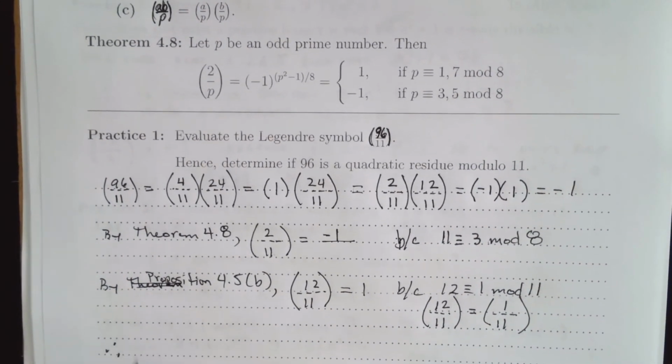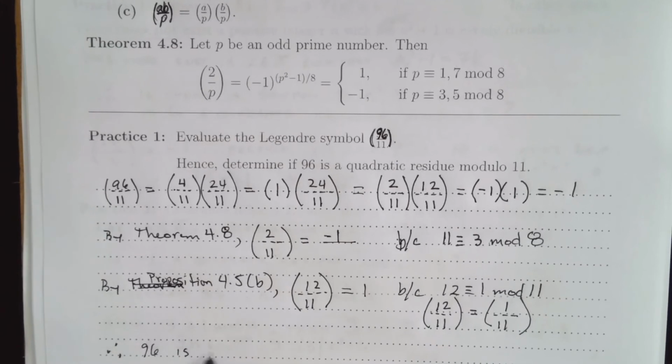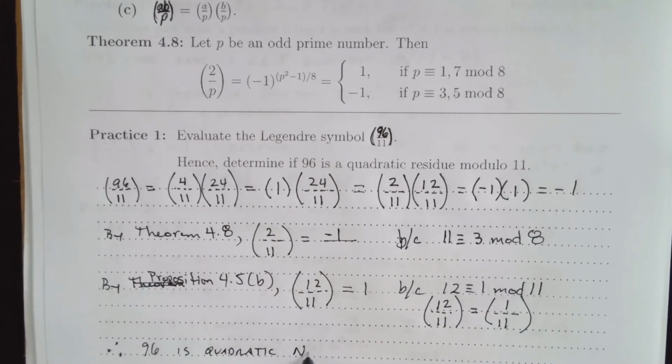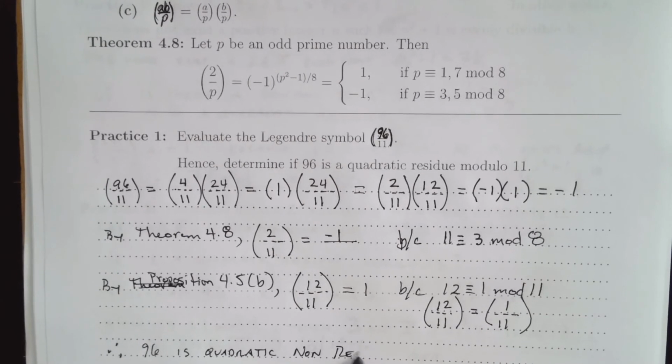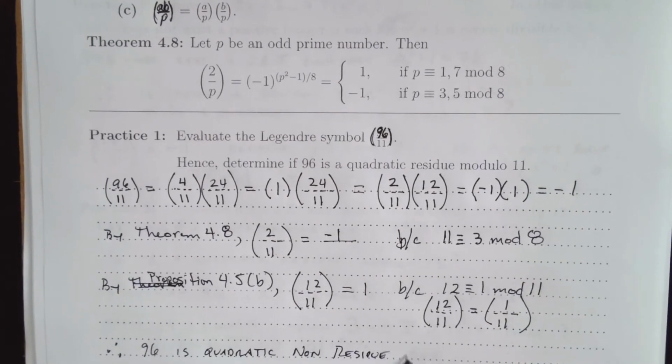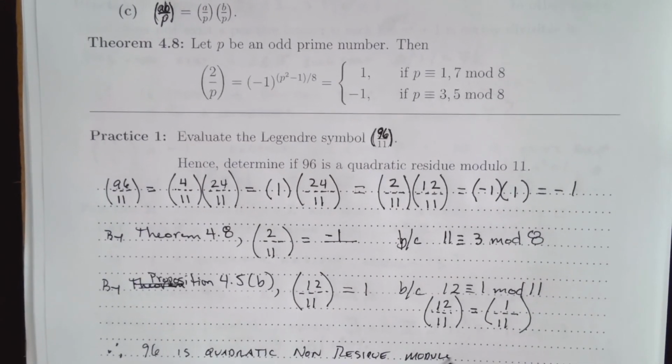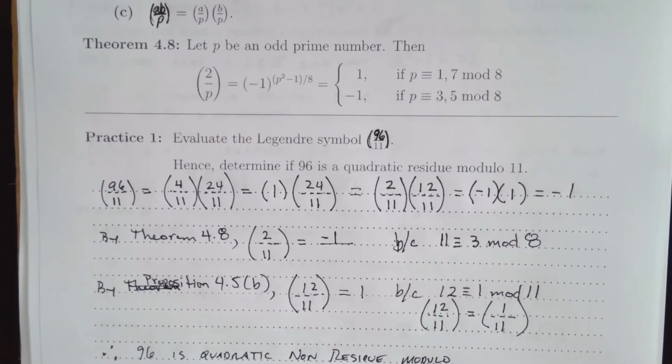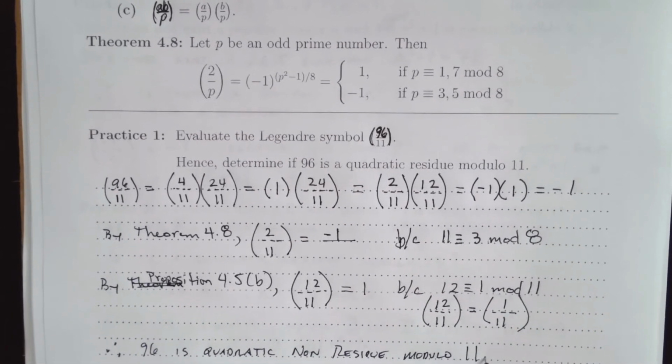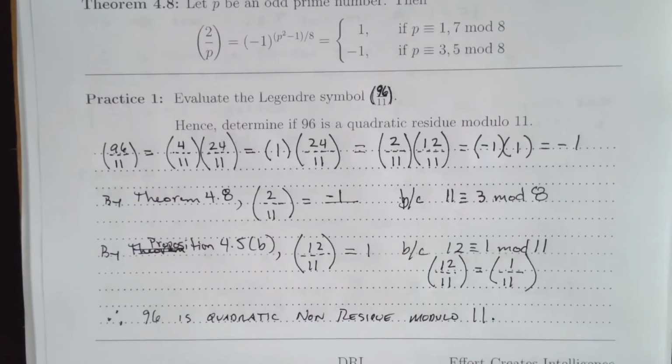So therefore, 96 is a quadratic non-residue modulo 11. Okay, that's what we have.